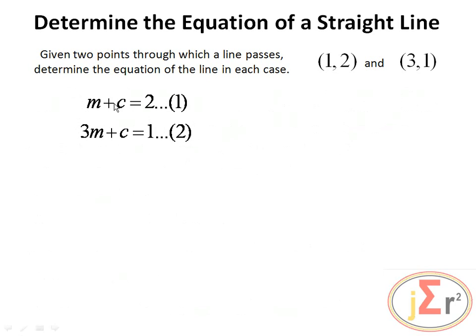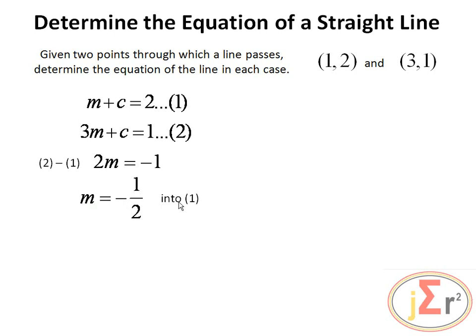If we have plus c here and plus c, we know that these are equal. Because these are equal, we immediately subtract the equations. So we're going to say equation 2 minus equation 1. So 3m minus m is 2m, and c minus c is gone. Then we say 1 minus 2 is negative 1. So we know what the gradient is equal to. The gradient is equal to negative a half.